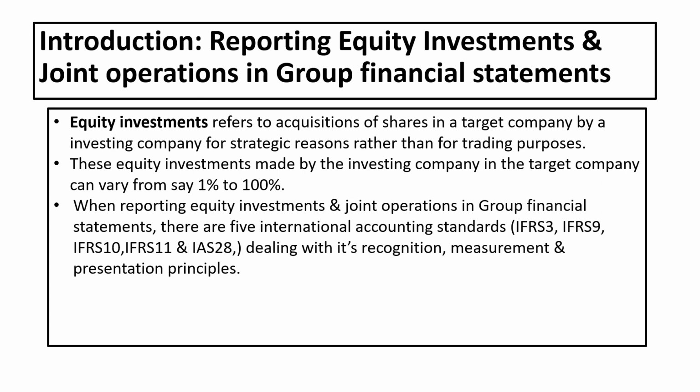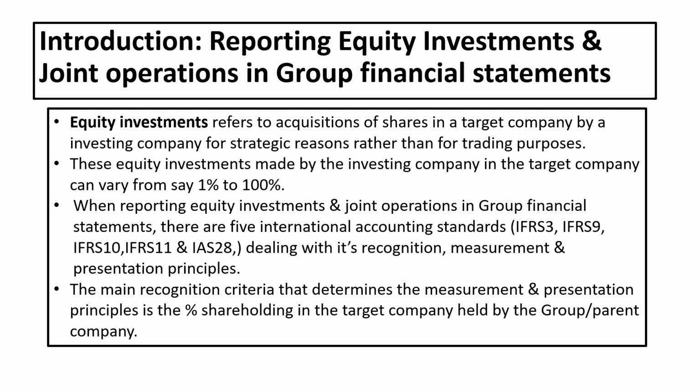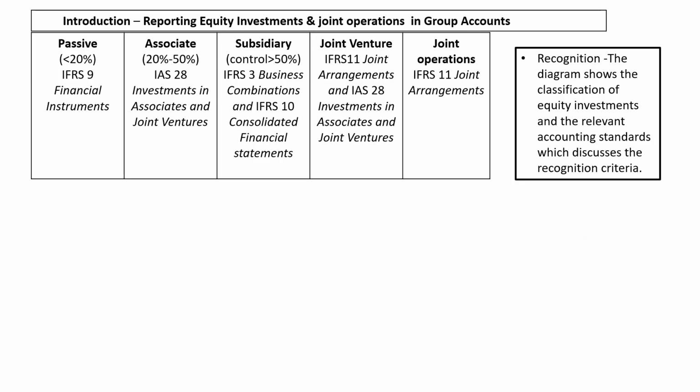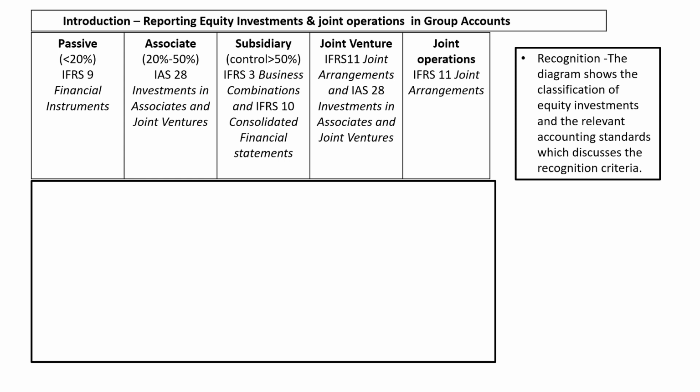When reporting equity investments and joint operations in group financial statements, there are 5 international accounting standards dealing with its recognition, measurement, and presentation principles. The main recognition criteria that determines the measurement and presentation principles is the percentage shareholding in the target company held by the group or parent company. This diagram shows the classification of equity investments and the relevant accounting standards which discuss the recognition criteria.